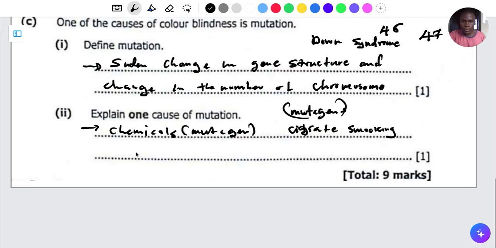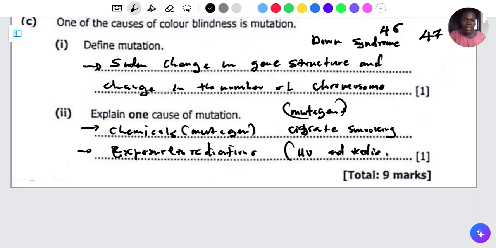Then apart from that one, we also have exposure to radiation. I'm going to explain how exposure to radiation can cause mutation. This radiation includes UV, ultraviolet. Apart from that one, exposure to radioactive elements. So that is very, very important to understand.